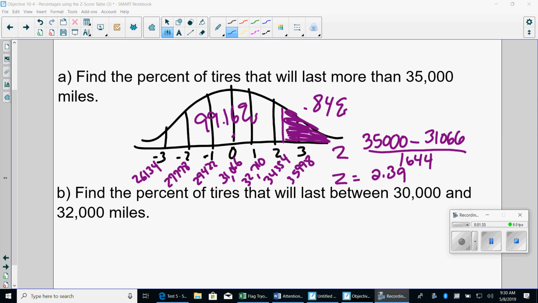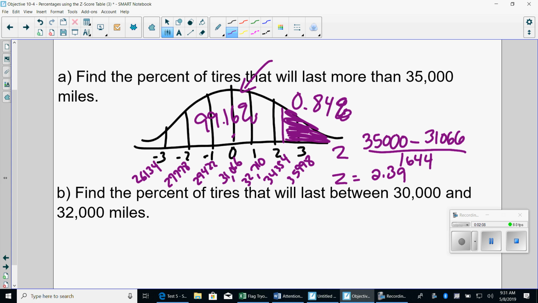Let me just recap real quick for those listening. If you look at part A, we marked 35,000. We went ahead and made it into a Z score. We got a Z of 2.39. We read our Z table. We got 99.16%, but that is on the left side. So to get what's more than that, you subtract it from 100, and we got 0.84%.